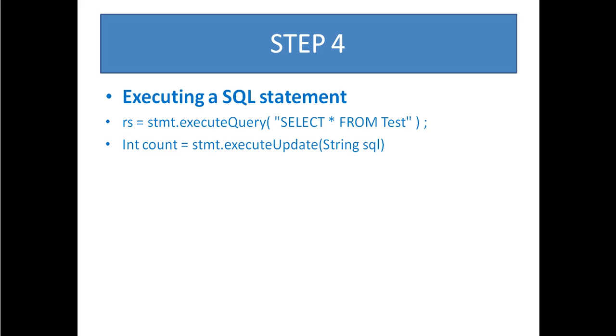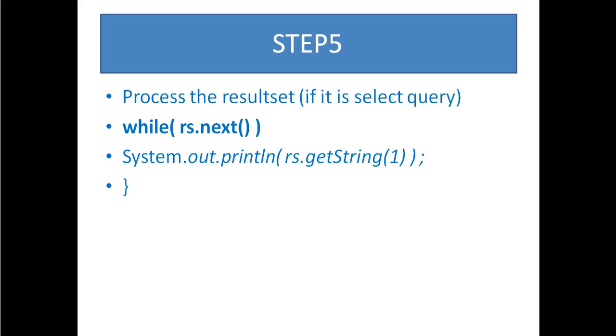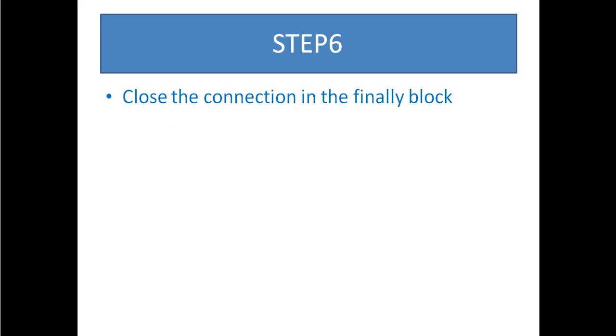So after getting the result set, we have to move to step 5, where we will process the result set using a while loop. We can print the records in the console, or we can store all the records in an ArrayList for further processing. In step 6, actually it is the finally block. In the finally block we will close the connection, prepared statement and result set, so this connection will be available for other programs, so you will not get any connection leakage.